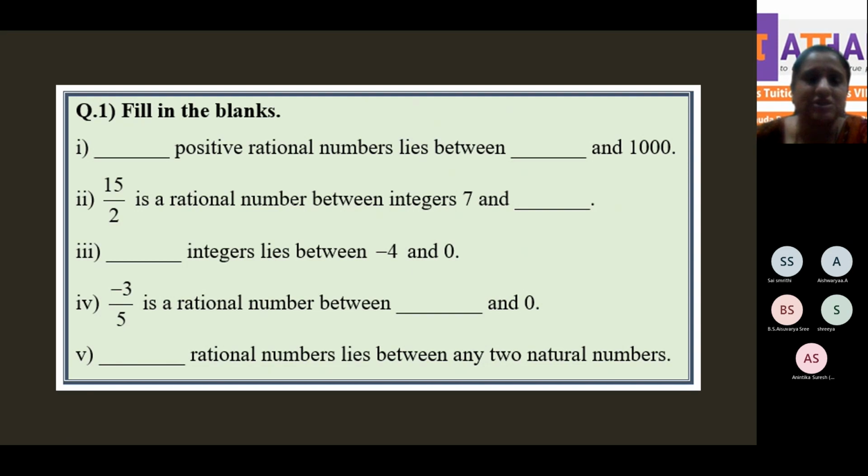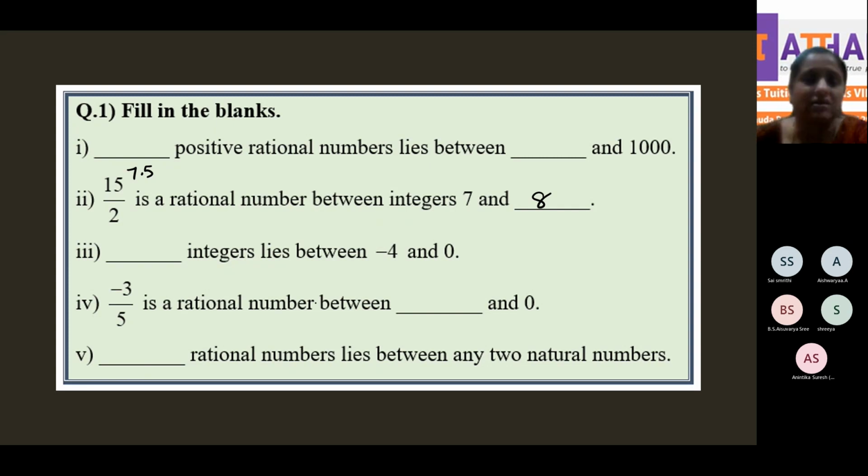15 by 2 is a rational number between the integers 7 and 8, because 15 by 2 is 7.5. So it is between the integers 7 and 8.